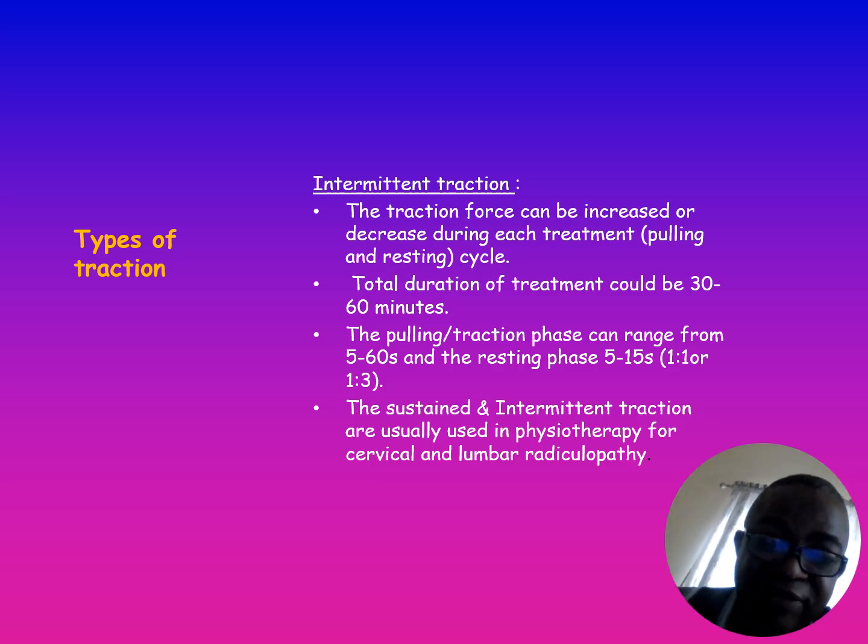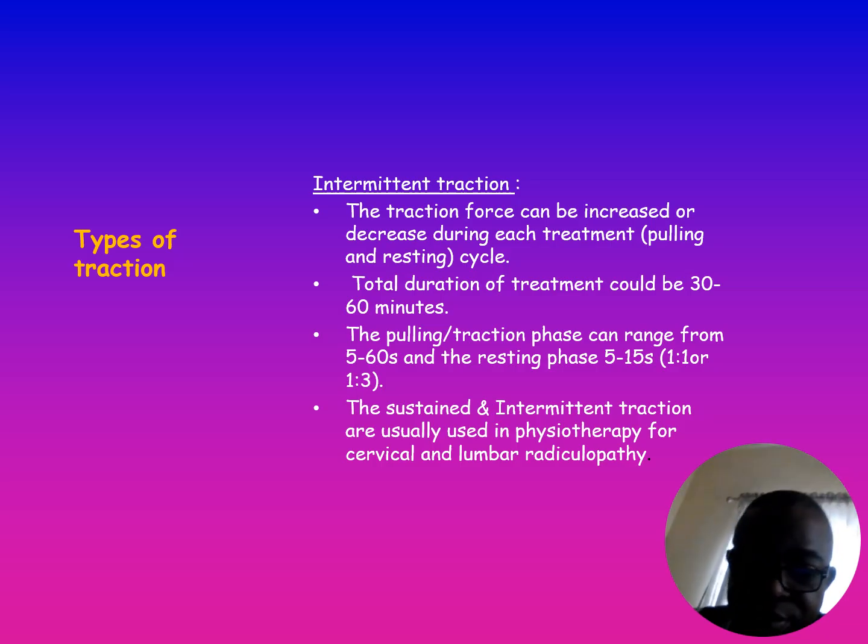That will be very ideal for a patient whose pain is very high, using ratio 2:1. But as the patient is getting better, you can reduce it to 1:1. You can even go to 1:3. So the pulling phase and the relaxing force, you can vary based on ratio and based on the condition of the patient. Okay.